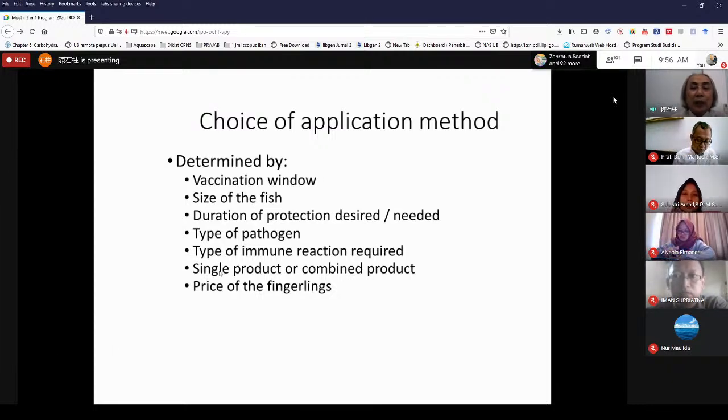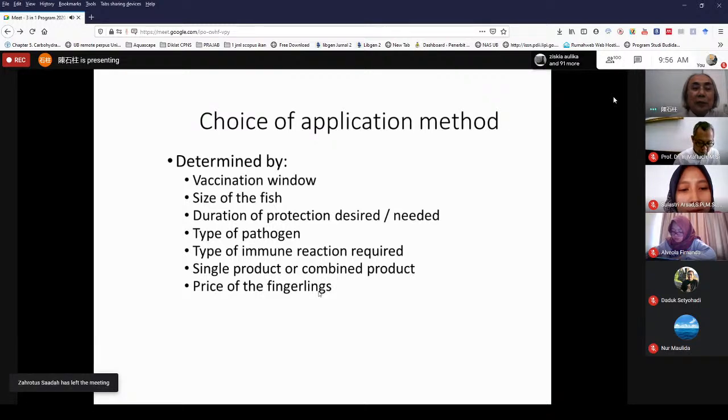Okay, it's a single product that combines different vaccines together. It's a single vaccine, or two in one, or seven in one. It depends on the price of the fingerling. Like salmon, it's a very high price, right? So they can develop a vaccine, and the farmer is willing to accept the vaccination. But some fish are a little bit cheap, like tilapia or some of the carp, so the vaccine should consider the price. Otherwise, you know, competition, no high potential.